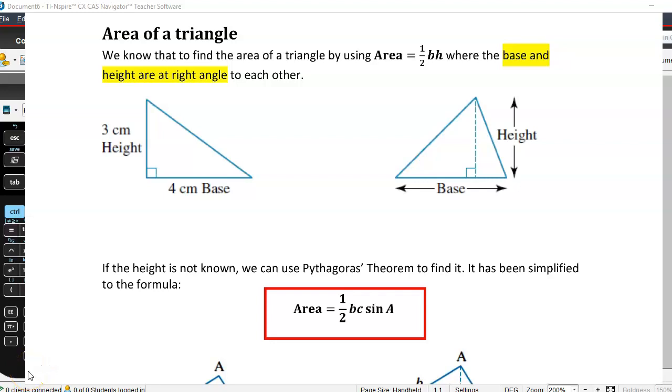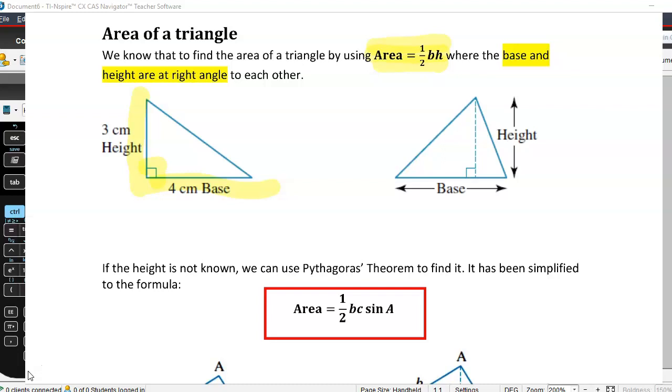Hello there, let's talk about finding the area of a triangle. So for years and years you've been using the area of a triangle is half base times height, where the base and height are at right angles to each other. So when you have a right angle triangle, that's really easy to see. These two sides are at right angles to each other, so they must be the base and the height.